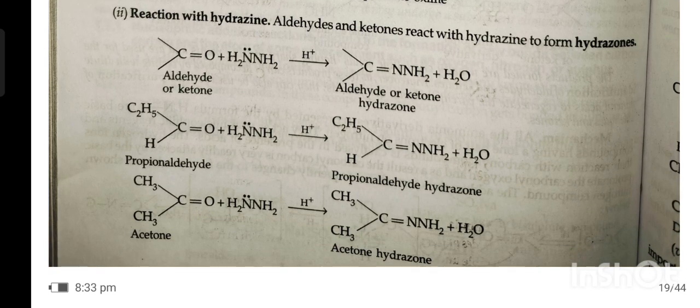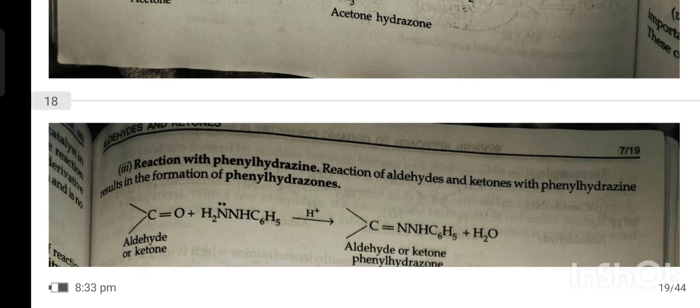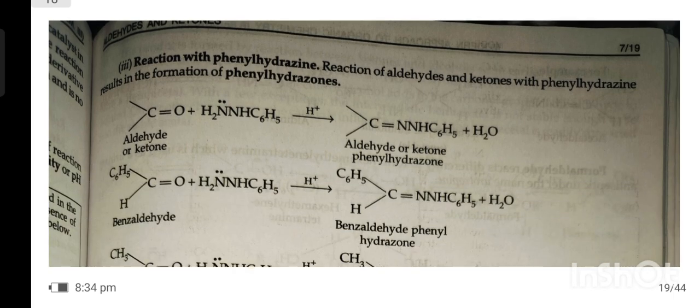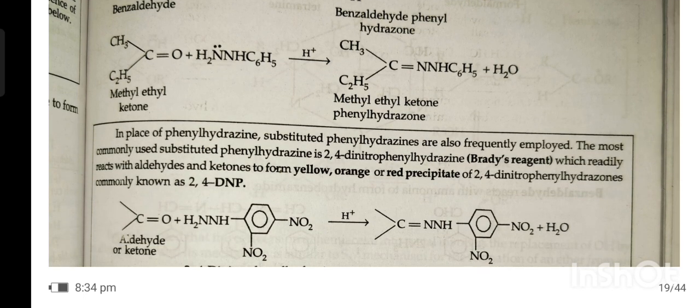Example, propanaldehyde plus hydrazine gives propanaldehyde hydrazone. Third, reaction with phenylhydrazine. Reaction of aldehyde and ketone with phenylhydrazine results in the formation of phenylhydrazone. Example, benzaldehyde plus phenylhydrazine gives benzaldehyde phenylhydrazone. In place of phenylhydrazine, substituted phenylhydrazines are also frequently employed.